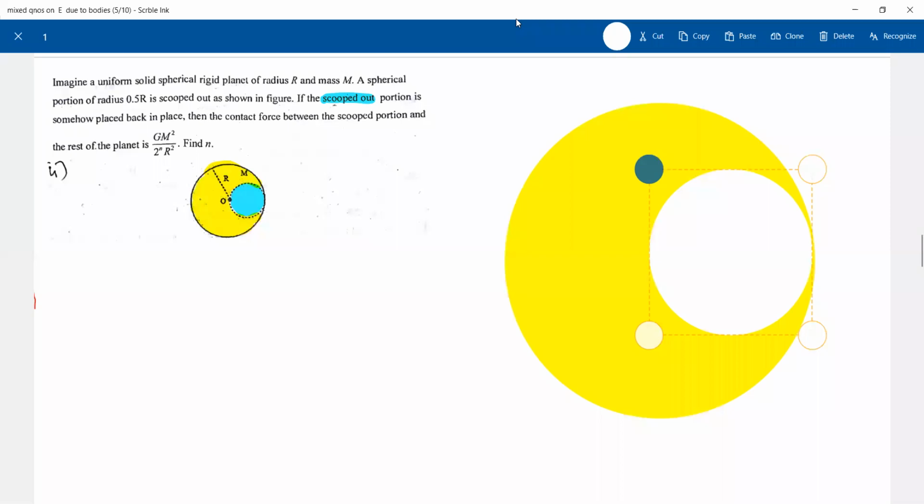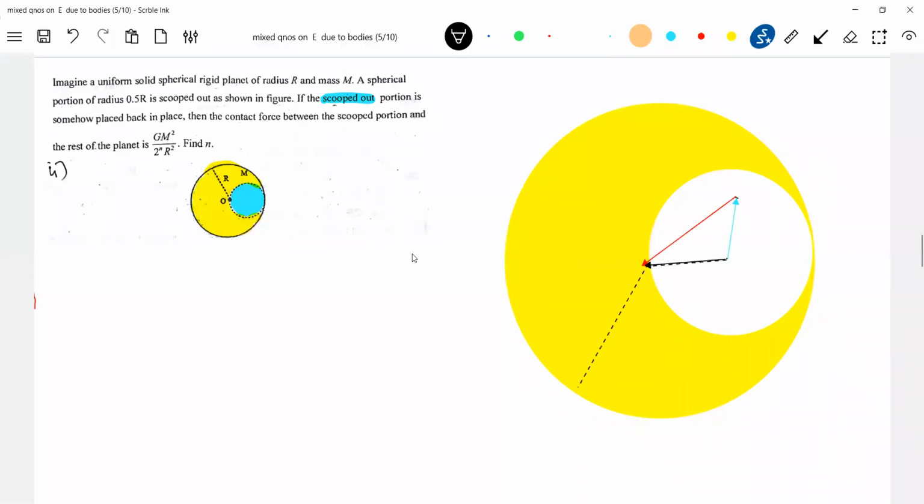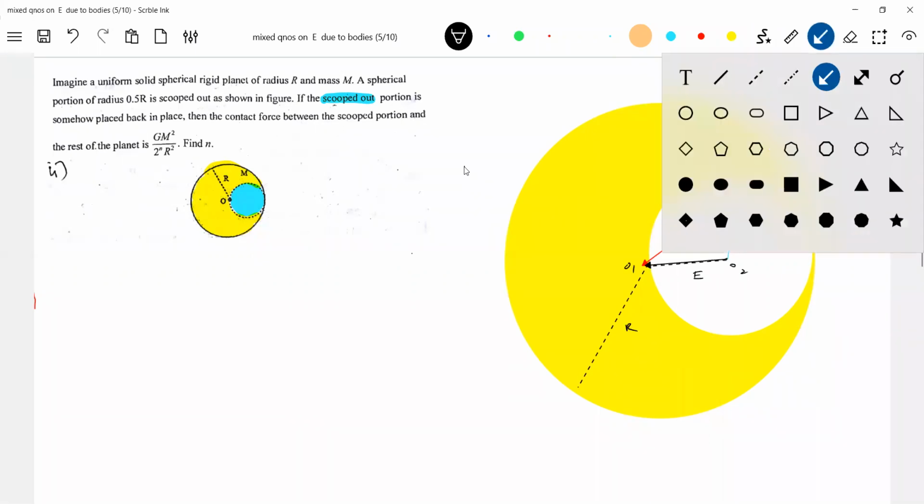The resultant field, how will it be? The resultant field will be directed in this way. Now, what is this? This is the E1. What is the radius of this? The radius of this is r by 2.